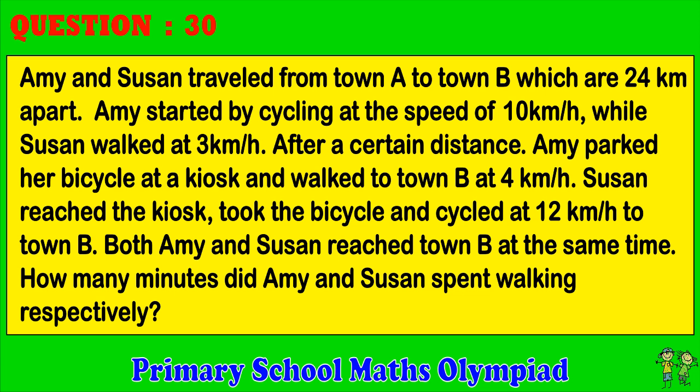Question 30. Amy and Susan traveled from town A to town B, which are 24 kilometers apart. Amy started by cycling at the speed of 10 kilometers per hour, while Susan walked at 3 kilometers per hour. After a certain distance, Amy parked her bicycle at a kiosk and walked to town B at 4 kilometers per hour. Susan reached the kiosk, took the bicycle and cycled at 12 kilometers per hour to town B. Both Amy and Susan reached town B at the same time. How many minutes did Amy and Susan spend walking respectively?